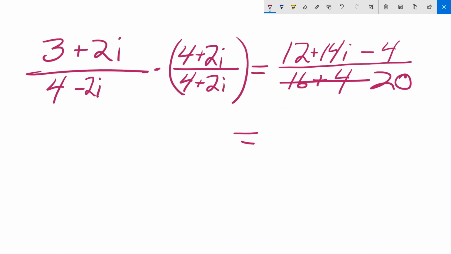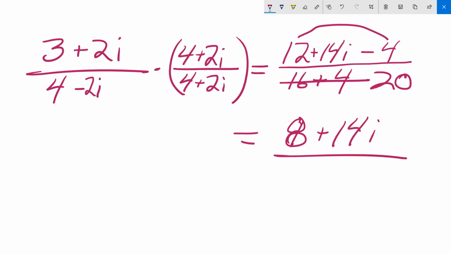Well, first of all, combine the two real numbers. Every time you do one of these, this is exactly what it's going to look like. You're going to have a real number on the left, and you're going to have a real number on the right. So you always have to combine those. So it would be 8 plus 14i over 20. Yeah. Okay, now simplify that, because I can simplify that further.